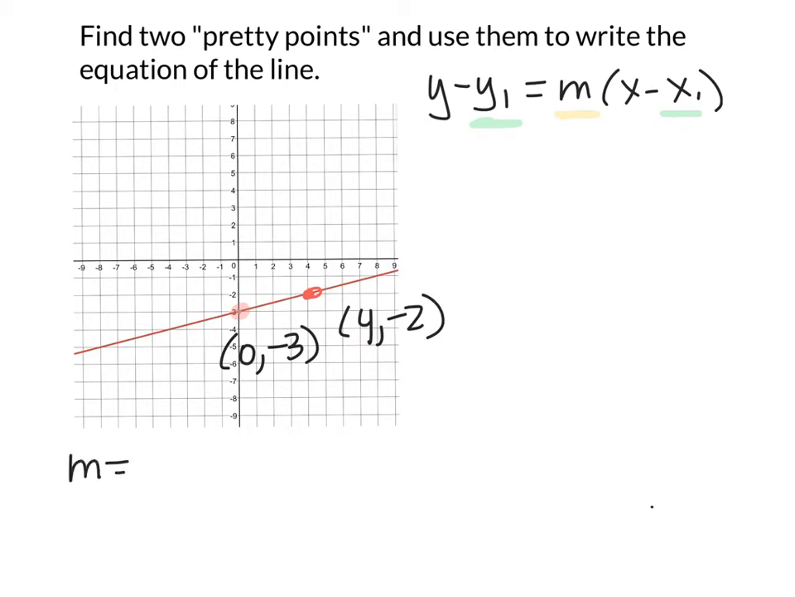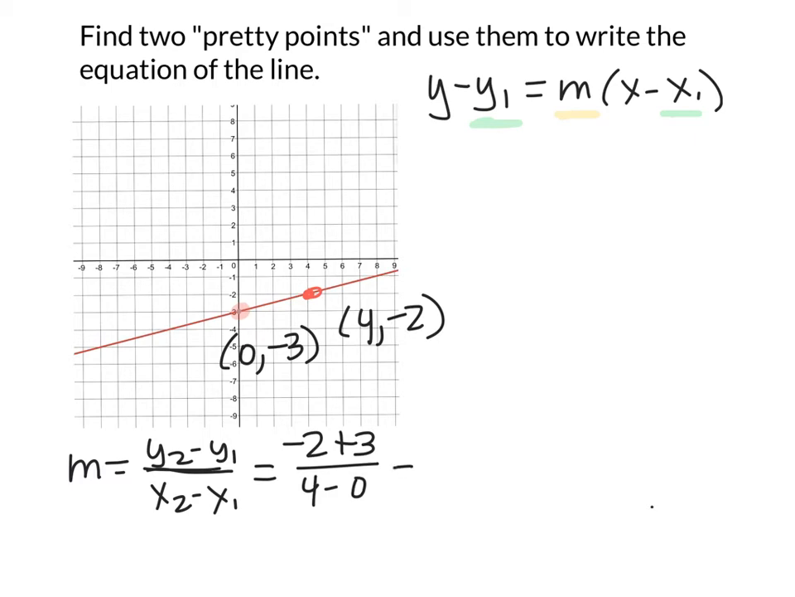Let's take that difference in y coordinates to difference in x coordinates. All right, so that would be -2 minus a -3, which is +3 on top, and then the denominator would be the difference in x coordinates. That would be 4 minus 0. So that simplifies to +1/4. So we have our slope of 1/4.